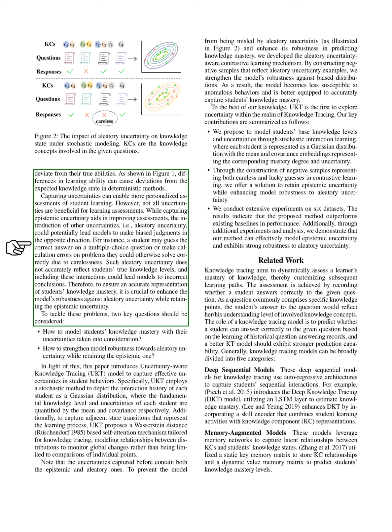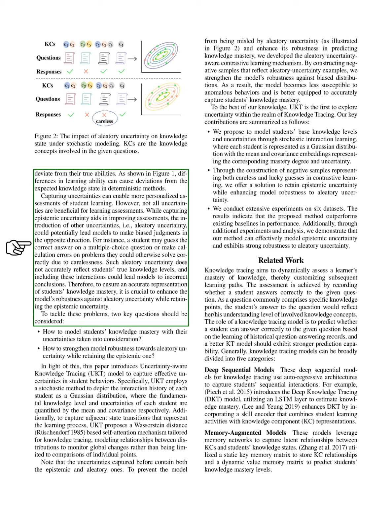For instance, a student might guess correctly on a multiple-choice question or make careless errors on problems they could solve correctly. Such aleatory uncertainty does not accurately represent a student's knowledge and could lead to incorrect model conclusions. To accurately reflect students' knowledge mastery, we must strengthen our models against aleatory uncertainty while preserving epistemic uncertainty.